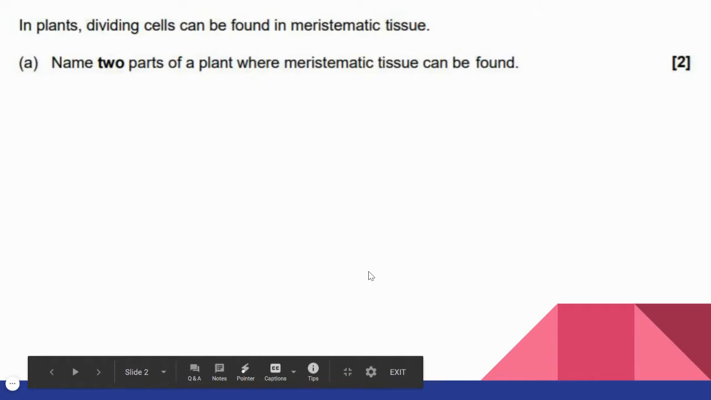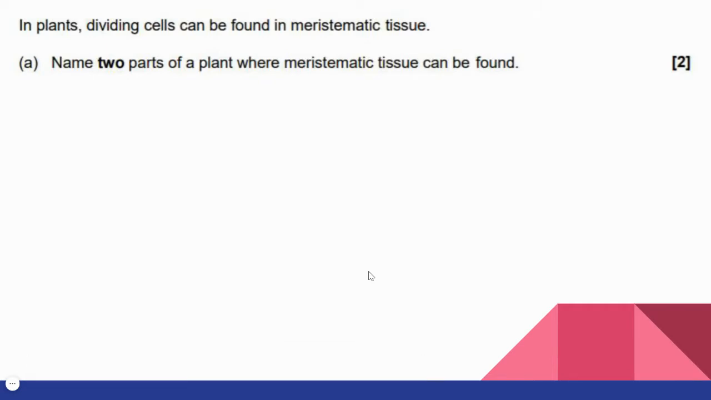This is the first question. It asks you, in plants, dividing cells can be found in meristematic tissue. Name two parts of the plant where meristematic tissues can be found. 2 marks. So meristematic tissues are those type of tissues which are continuously in a state of division to increase the number of cells because they are found in the growing parts of the plant.